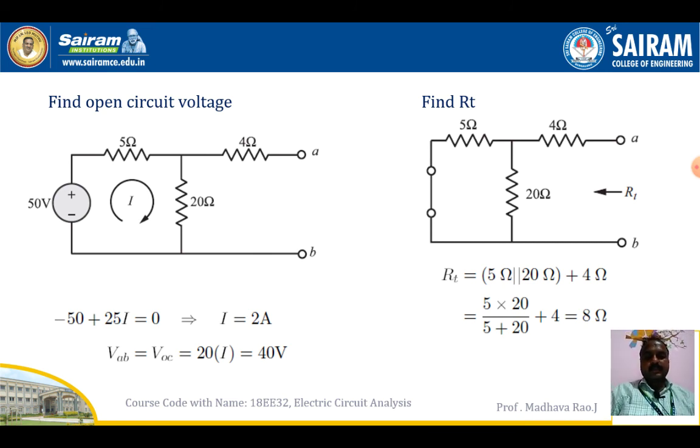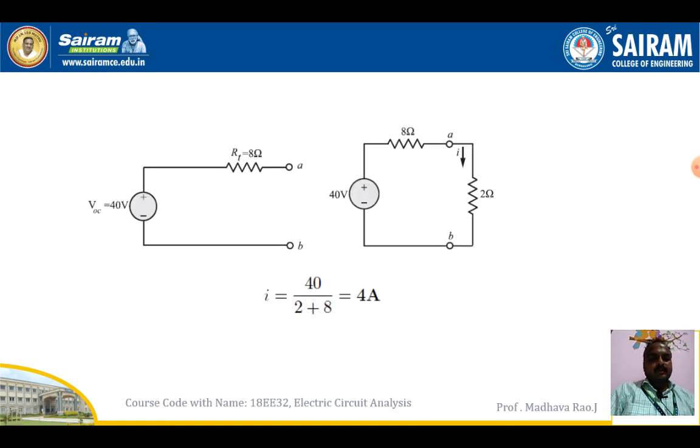So reconnect the circuit like Thevenin's circuit: 40 volts in series with the 8 ohm. After finding the Thevenin's equivalent circuit, reconnect the load resistance and find the I value: 40 by 10, that is equal to 4 amperes.